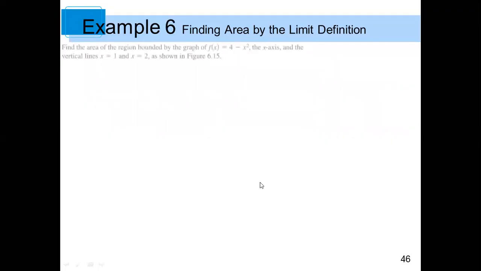All right, let's do another one. Find the area of the region bounded by the graph of 4 minus x squared, the x-axis, and the vertical lines 1 and 2.